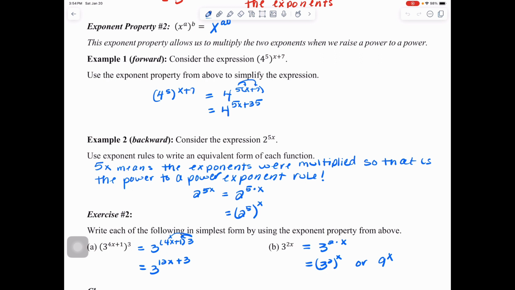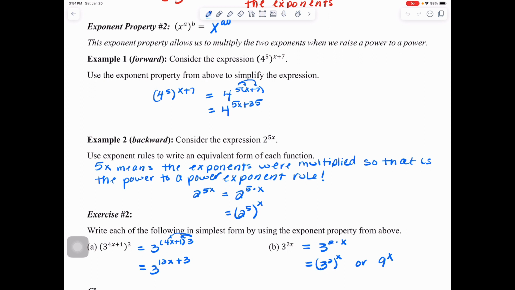And then in Part B, you should have gone backwards. When I see 3 is now to an exponent of 2x, the 2 and the x are being multiplied, so that came from the power to a power rule. So I can take 3 to the 2x and think of it as 3 and 2 times x. I broke it apart in case you needed to see it, but that means I'm taking 3 squared and raising it to the x power.